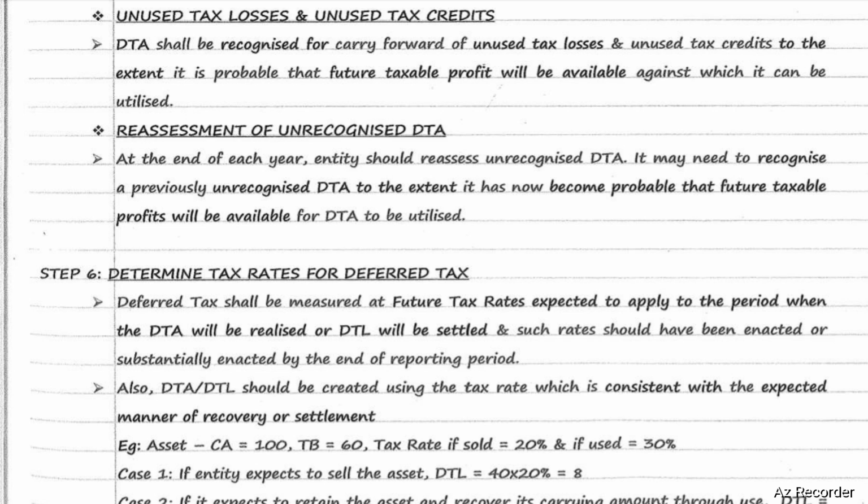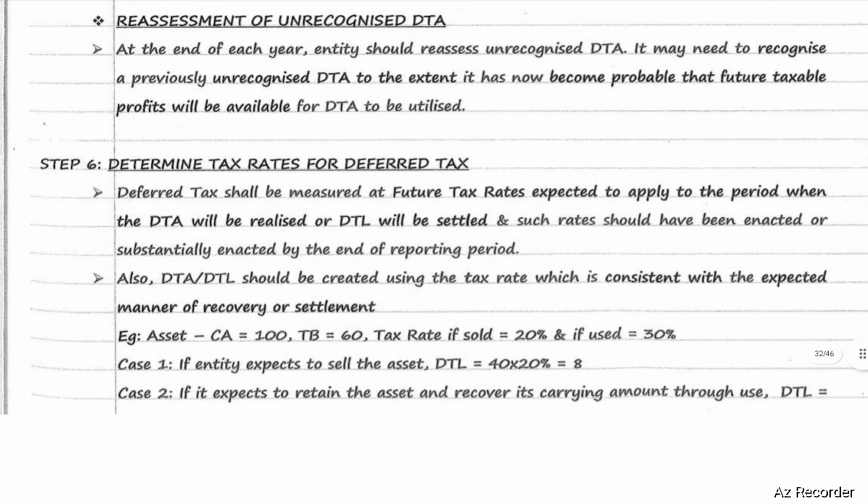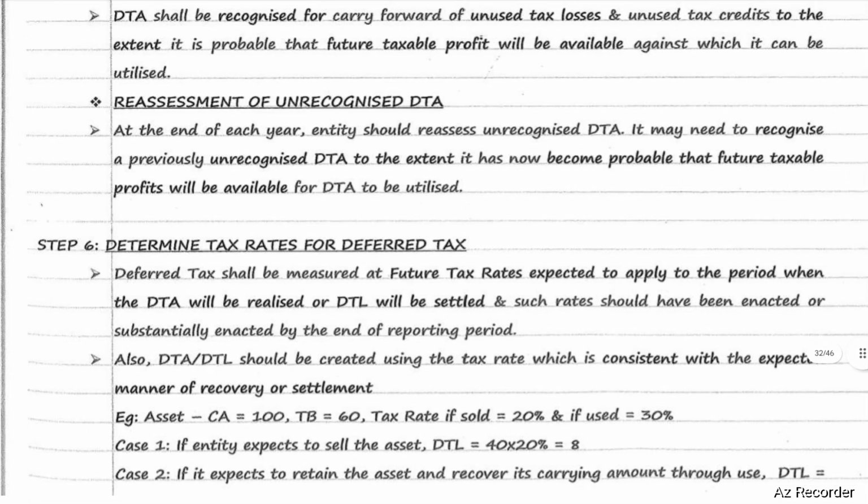Step number 6. Determine tax rates for deferred tax. Deferred tax shall be measured at future tax rates expected to apply to the period when the DTA will be realized or DTL will be settled, and such rates should have been enacted or substantially enacted by the end of the reporting period. Also, DTA or DTL should be created using the tax rate which is consistent with the expected manner of recovery or settlement.